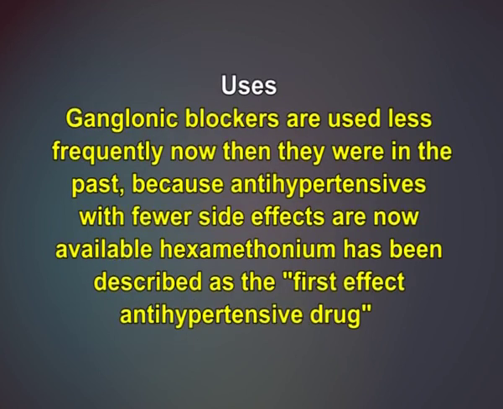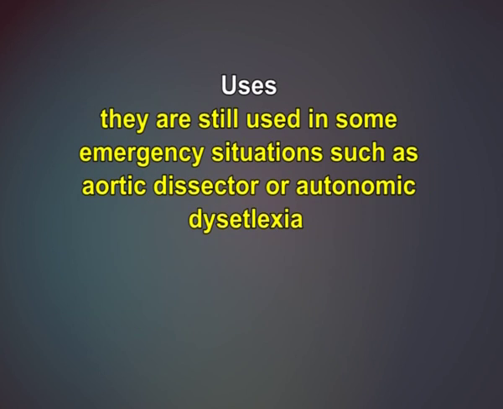Third, uses. Ganglion blockers are used less frequently now than they were in the past because antihypertensives with fewer side effects are now available. Hexamethonium has been described as the first effective antihypertensive drug. They are still used in some emergency situations such as aortic dissection or autonomic dysreflexia.